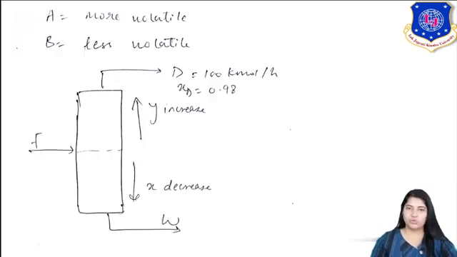Here A is your more volatile component and B is your less volatile, right? Feed is introduced into the column, the top product is your distillate while the bottom is your residue. See, the feed plate divides your column into rectifying section and stripping section. So you can see, as you go on the top, your vapor composition increases, right? And as you go down, the liquid composition of the more volatile component will decrease.